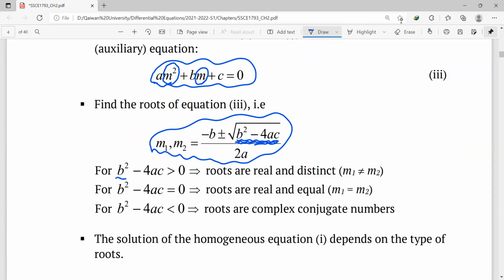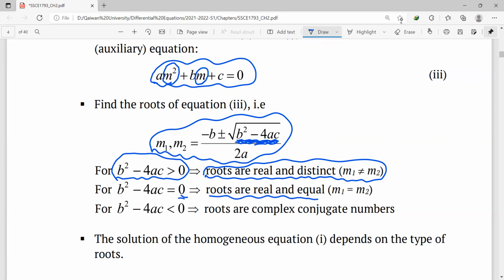We say if b squared minus 4ac is greater than 0, meaning the term inside the root is positive, it means we have two distinct real roots. If b squared minus 4ac equals 0, here we get only one root; m1 and m2 are going to be equal. And if b squared minus 4ac is less than 0, here we get a negative value in a square root. In this case, it means we have two complex roots which are conjugate to each other.